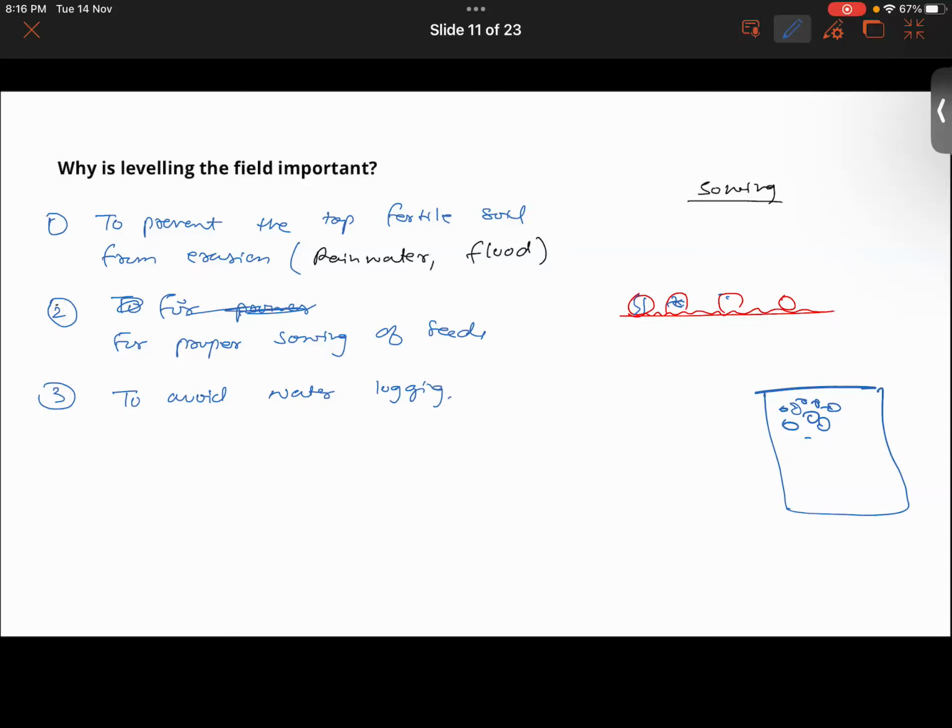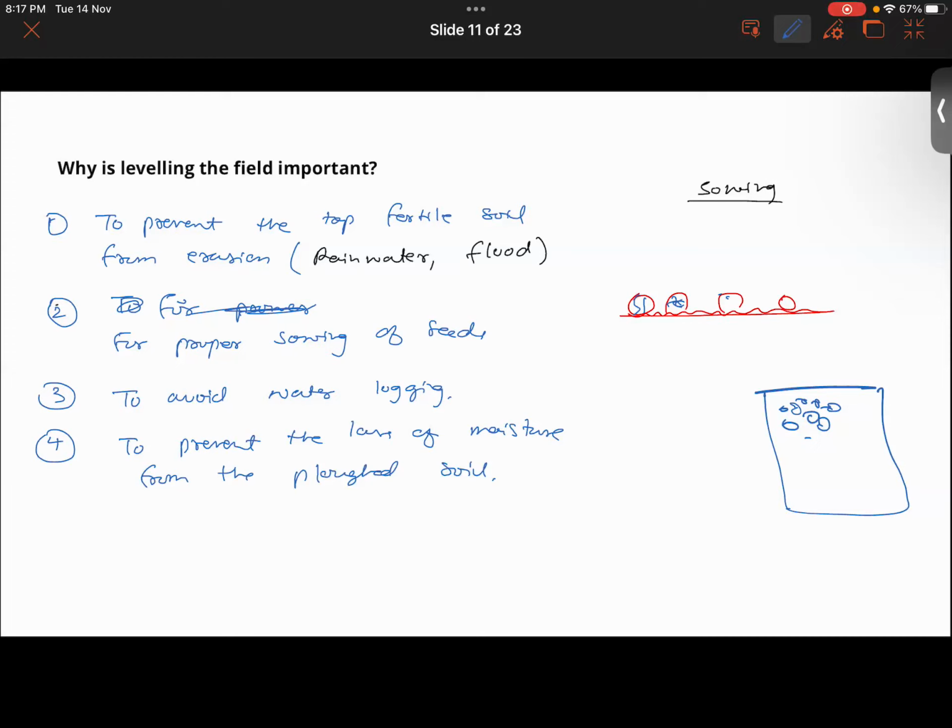Also, leveling helps in preventing the loss of moisture from the ploughed soil, right? If I were to have water logging in my field, what will happen? The water will be lost by evaporation. But if the soil is even, there will be lesser evaporation, lesser loss of water. So the fourth reason why it is important, to prevent the loss of moisture from the ploughed soil.